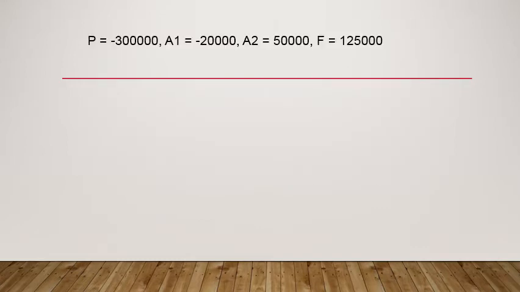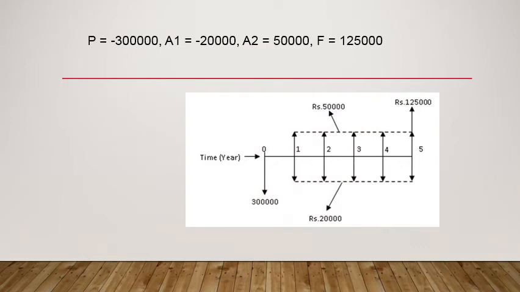First, let us identify the given values. P is equal to 3 lakh, A1 is equal to 20,000, A2 is equal to 50,000, F is equal to 1,25,000. And how does the cash flow diagram appear? The cash flow diagram appears like this. Same cash flow diagram, there is no difference at all. The cash flow diagram that I had written for the first problem under PW and the first problem under FW, the same cash flow diagram holds good here as well.